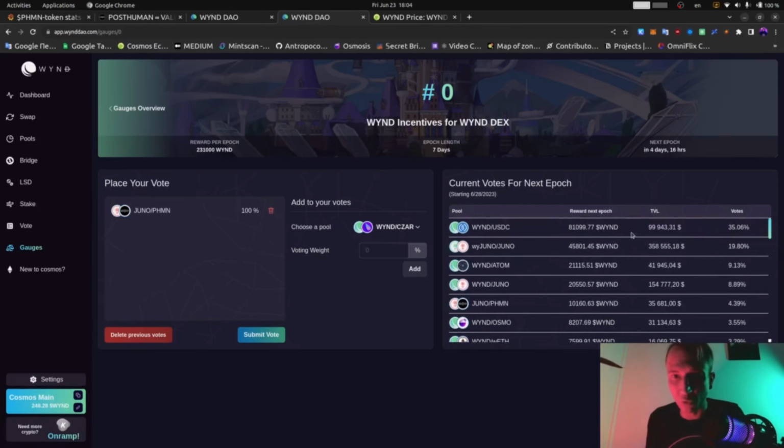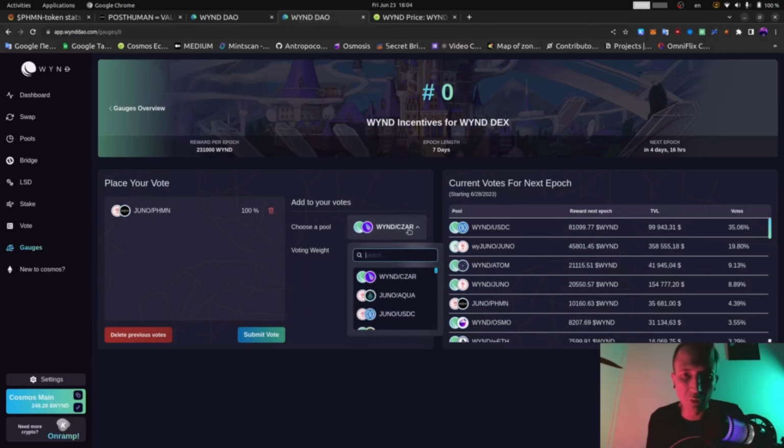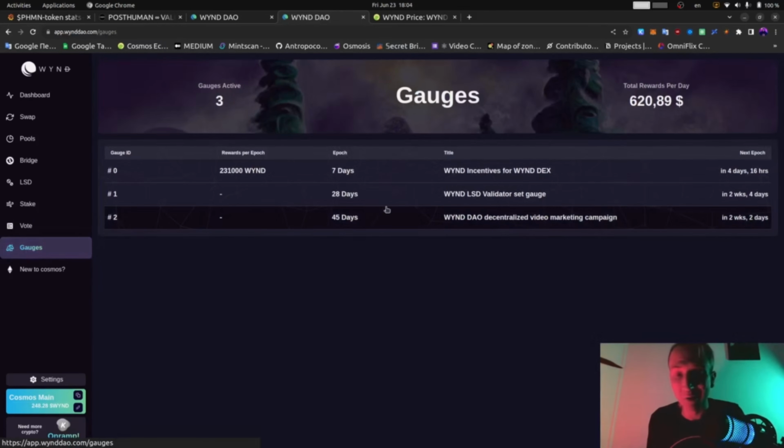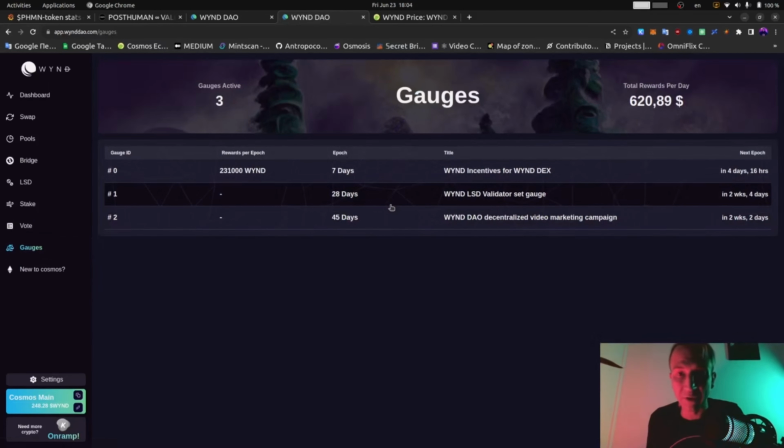So you can choose any other pools, and you can see how people vote for the different pools. 35% vote to provide incentives for the pool Wynd USDC, 19.8% vote to provide incentives for Wynd Juno and Juno. So you can vote for different pools with different percentages as you want. Choose pools here, choose percentage here, add them, submit vote. Very easy procedure.